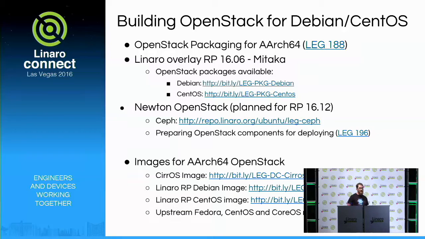As Linaro, we also provide Debian Jessie and CentOS 7 images. They are different from images provided by distributions because we are using our Linaro overlay with updates for things like libvirt, for example, and we are also using Linaro kernels in those images.